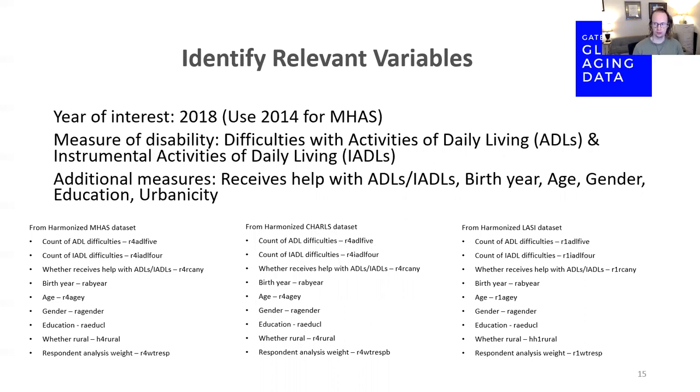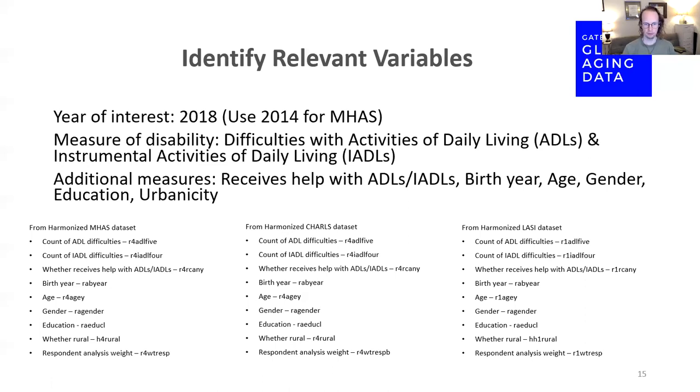We'll also bring in just some basic demographic variables, which are often helpful to explain disability. So we could bring in birth year or age, depending on how you wanted to look at those differently, gender, education, and urbanicity. And then you can see that for each of our data sets, in smaller font, I've got the variables listed out, those variable names. You can see here for count of ADLs for MHAS, this is called R4ADL5. The harmonized variables all have a similar variable naming convention.